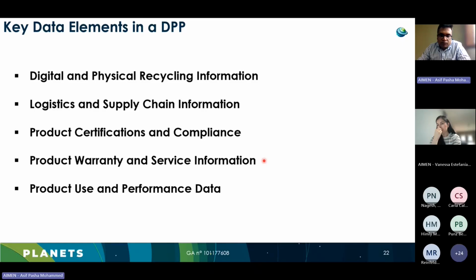Product warranty and service information. So the warranty terms related to the product, including duration and the terms, and then product use and performance data. So information on the performance of the product over time, mainly the energy efficiency or the operational lifespan should also be included here. So this is a small list of data elements that are interpreted from the ESPR. But when more product groups are added, these are also expected to be updated.